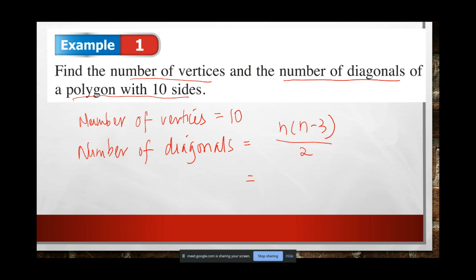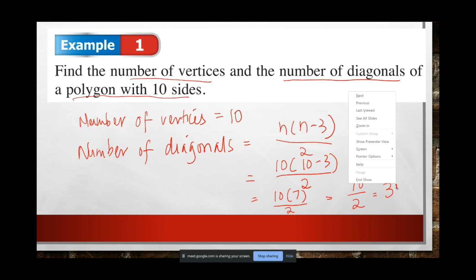And then I continue. 10 times 10 minus 3 is 7, right? Over 2. So 10 times 7 is 70. 70 divided by 2 equals 35. Yes, 35. So can you imagine the decagon? There are 35 diagonals. It's a lot, right?